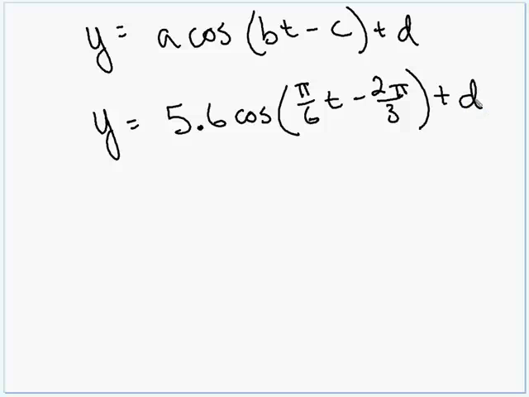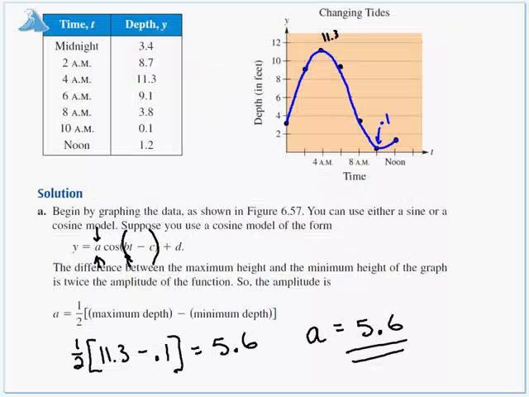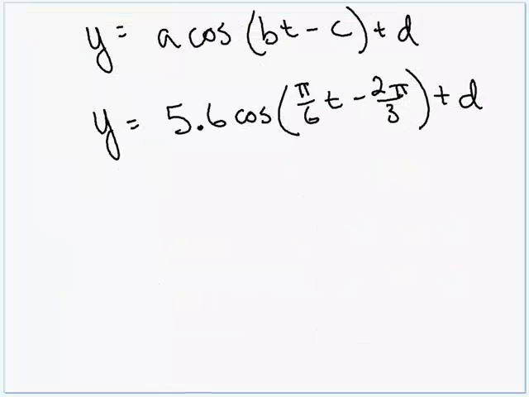So now we just have to figure out this last letter d, and that's sort of like the average depth. Remember, our sine wave and cosine waves are wrapped around an axis, a center line. So somewhere through here is our center line. That's the average distance between the peak and the valley, the min and the max. So to find d, that's just the average depth, 1/2 of the high plus the low. 11.3 was our maximum depth, 0.1 was our low. If we punch that in the calculator, we get 5.7.